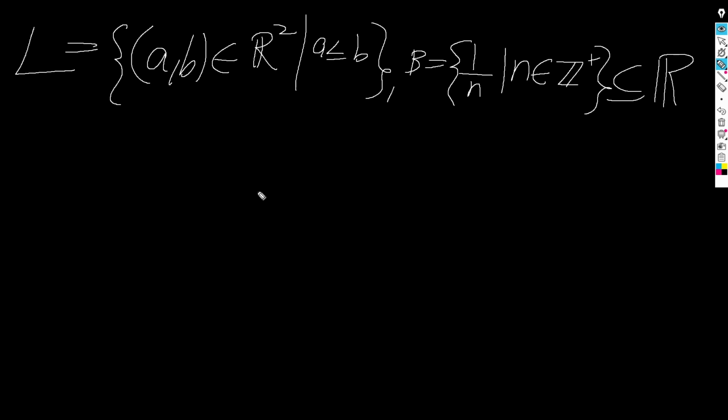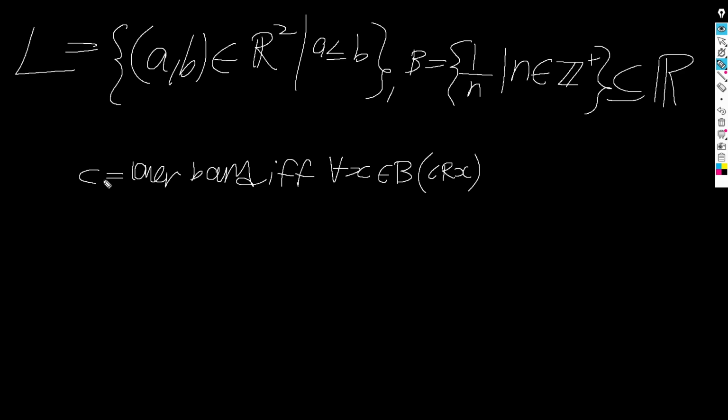So for example, if you let L be the less than or equal to total order on R, and let B be a subset of R, the set of all 1 over n, where n is a positive integer, does this set have any lower or upper bounds? Does it have any GLBs or LUBs? Well, some real number c is a lower bound if and only if for all x in B, c is less than or equal to x, because that's the definition of L.